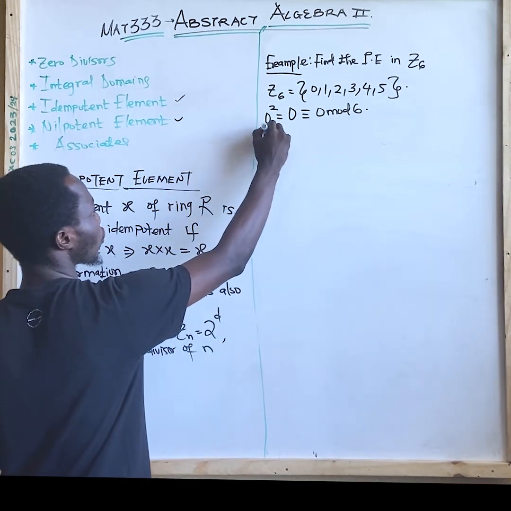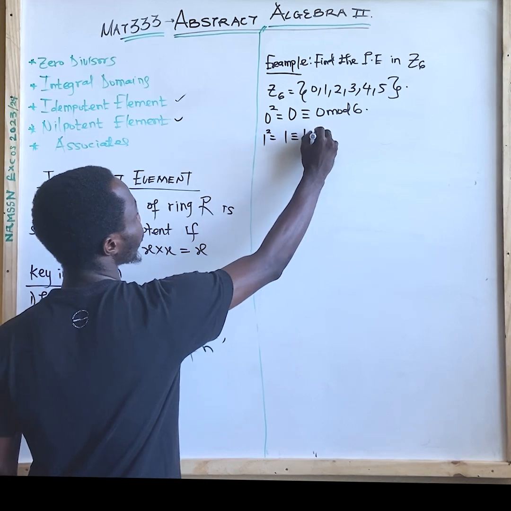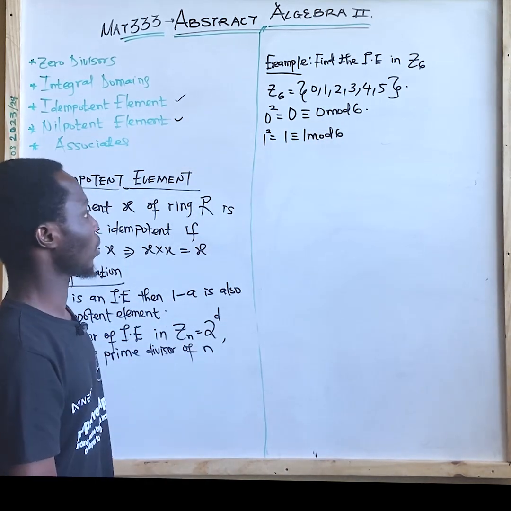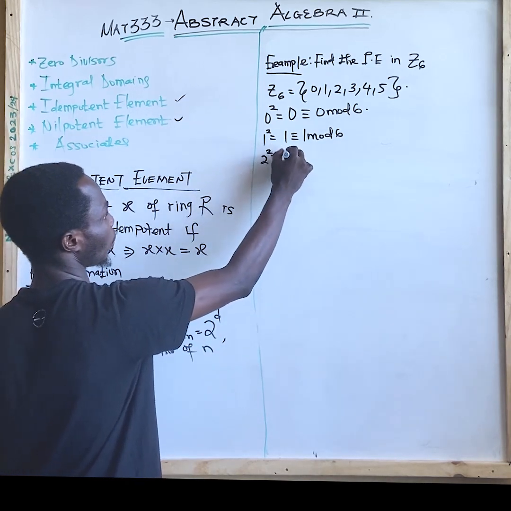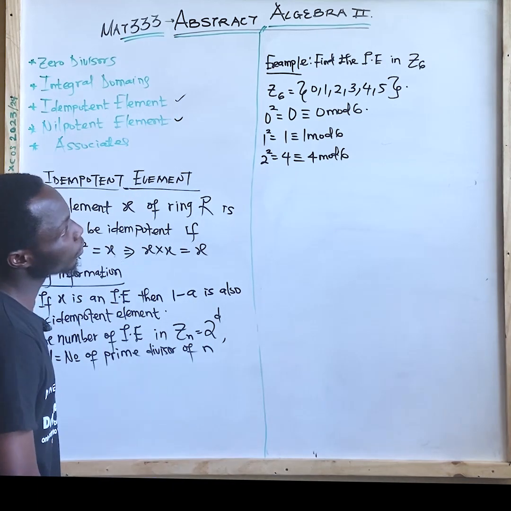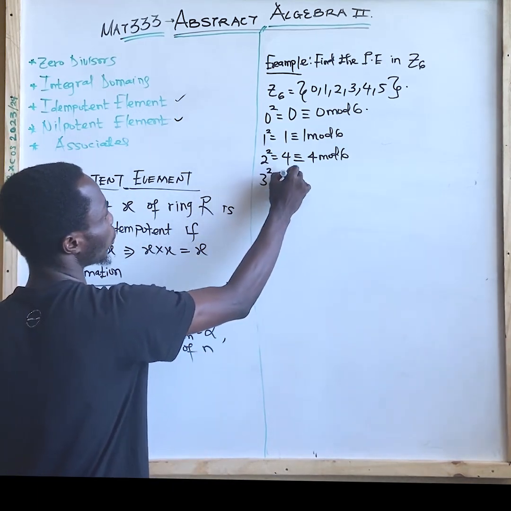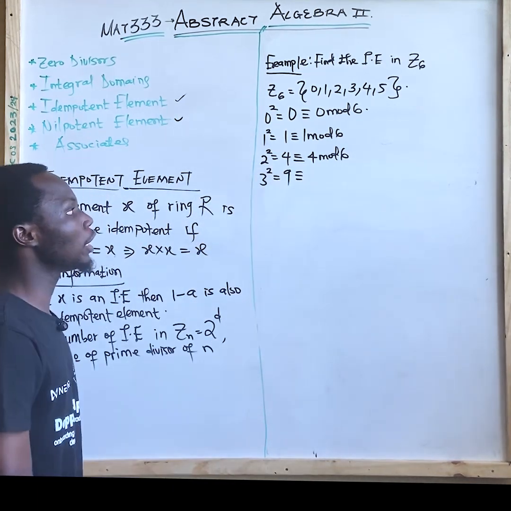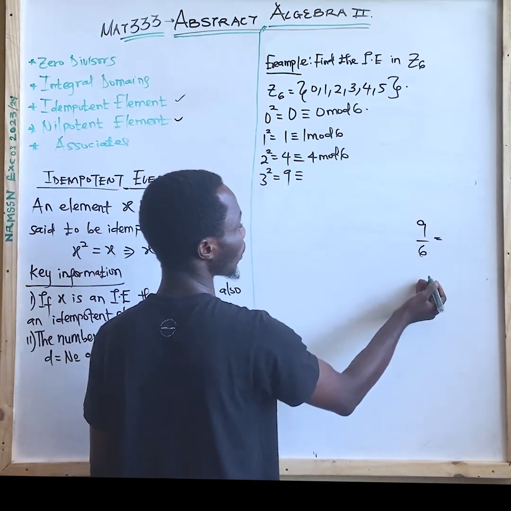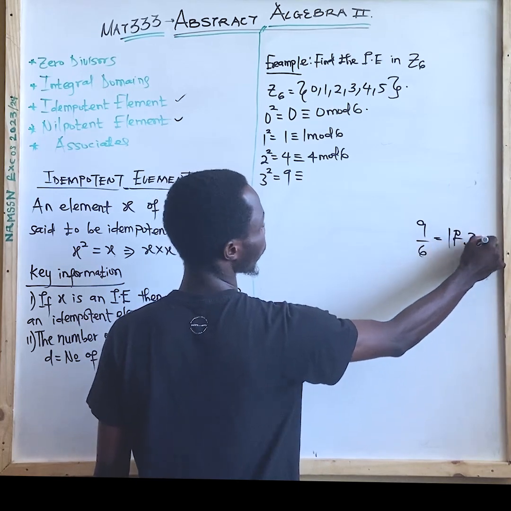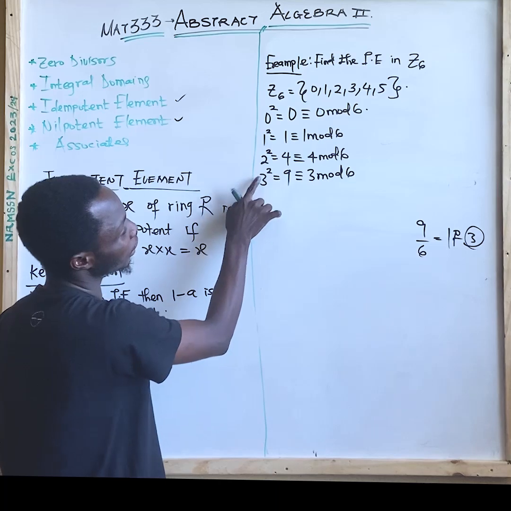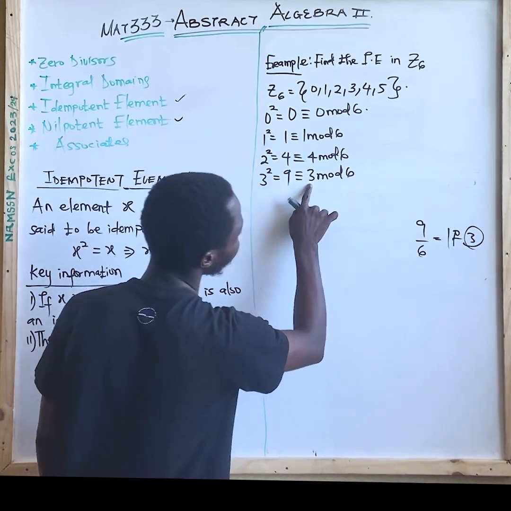Let's try 1 raised to power 2. This will be 1 mod 6. I can't divide 1 by 6 because 1 is not up to 6. So 2 raised to power 2 will give me 4, that's 4 mod 6. 3 raised to power 2 will give me 9. 9 in mod 6, that's 9 divided by 6. How many 6 will I see in 9? 1 remainder 3. So that's 3 mod 6. So you can see that 3 squared is equivalent to 3.